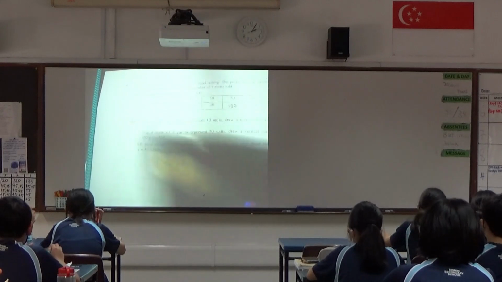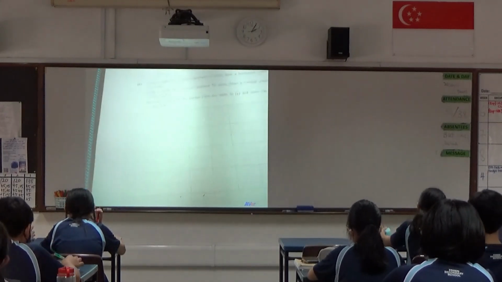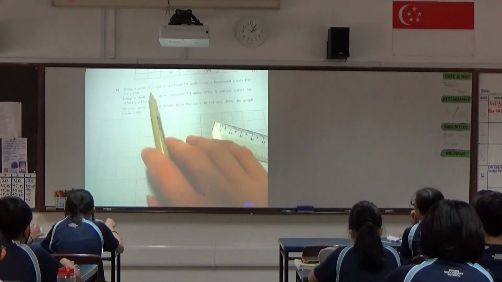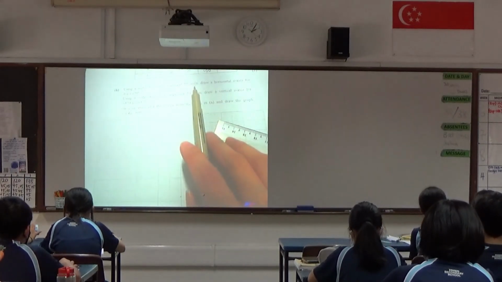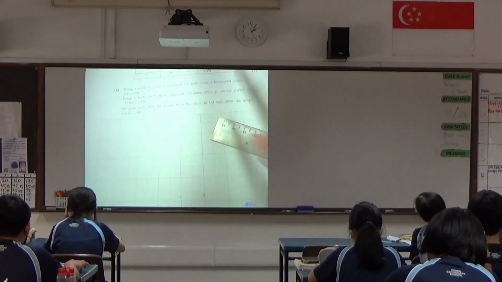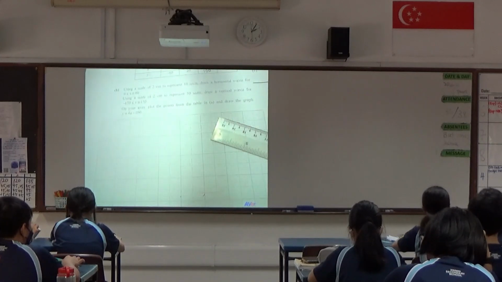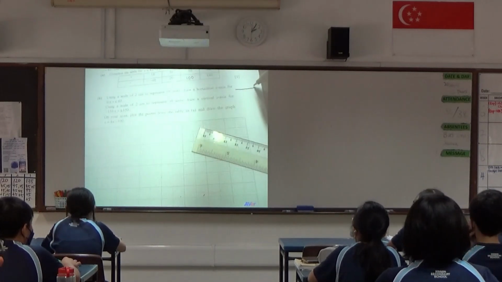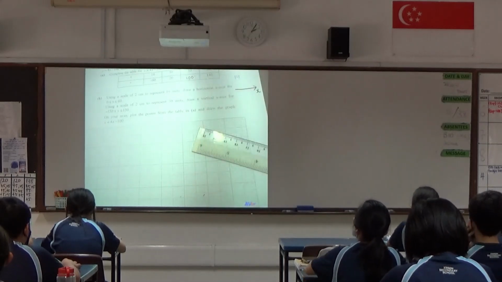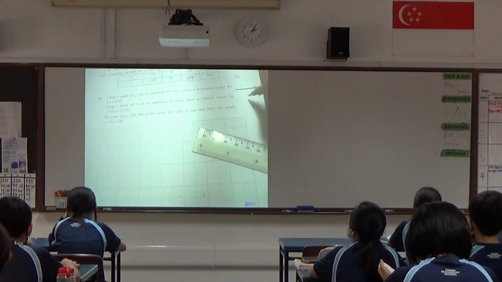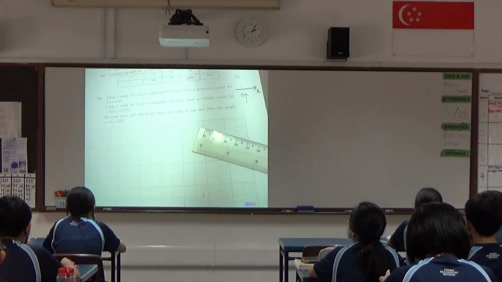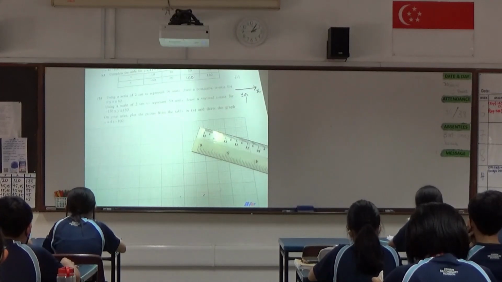Okay, now part B. Listen first. Don't draw yet. The question says, using a scale of 2 cm to represent 10 units, draw a horizontal x-axis. What is a horizontal x-axis? Come on, please look at the screen. It is this line, going from left to right, and then you label this direction. Then the y-axis is a vertical one like this, and you must label the line on top, right?